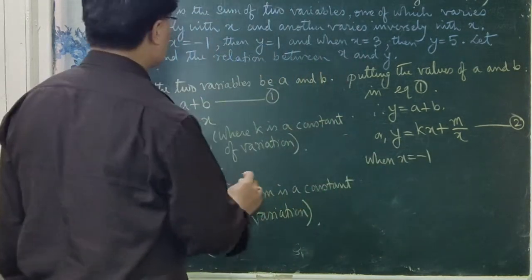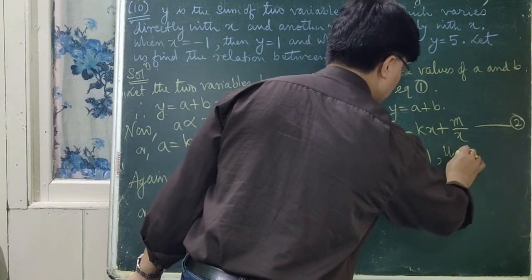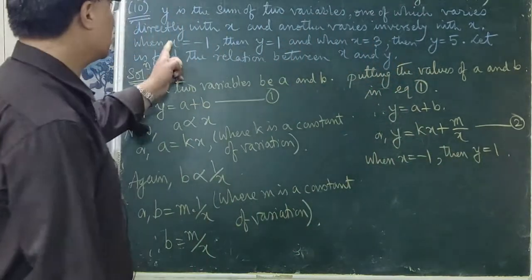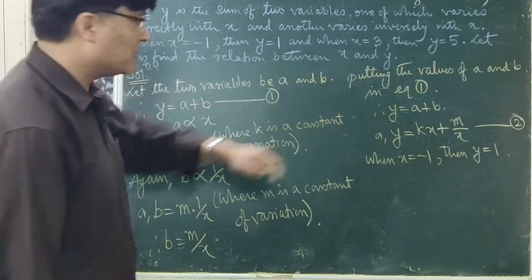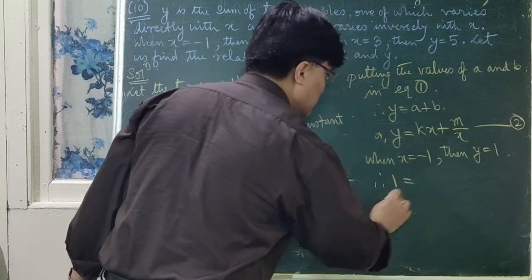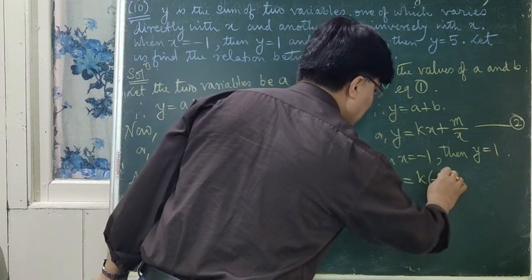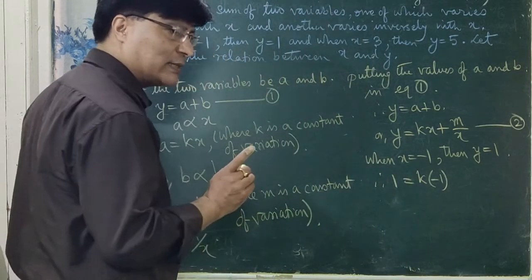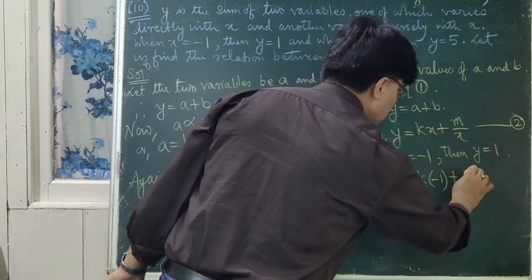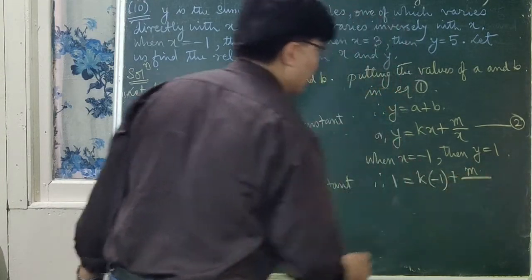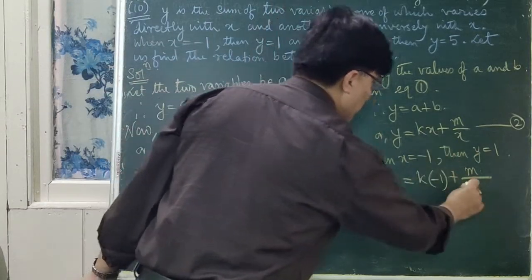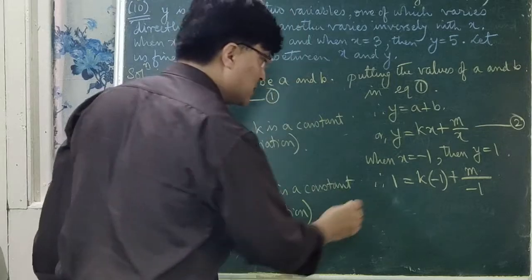When x is equal to minus 1, then y is equal to 1, right? So therefore, what is y out here? 1 is equal to k into minus 1, that is k into x which is minus 1, plus m divided by x, here y is 1, k into minus 1, m upon minus 1, right?